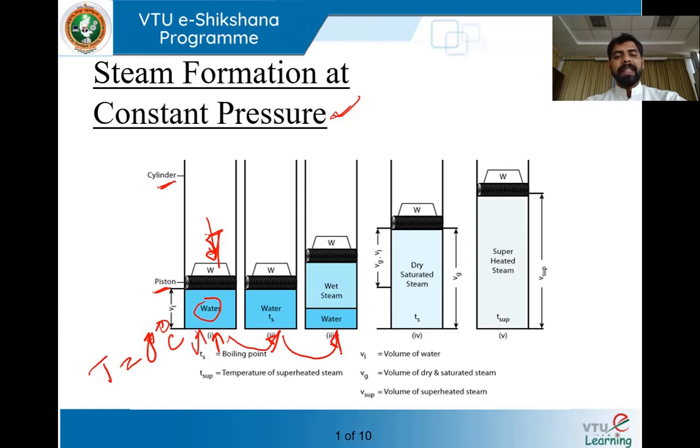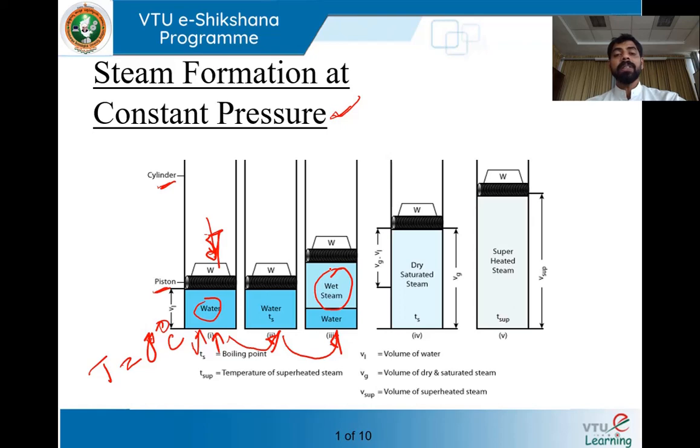And this state, we call it wet steam. Why we call it wet steam is because this wet steam has both water particles as well as steam particles. So in this case, it exists as a two-phase mixture. What is a two-phase mixture? It has the water particles in it, as well as the steam or vapor particles. So the steam exists in the form of wet steam, a two-phase mixture consisting of both water particles and steam particles.